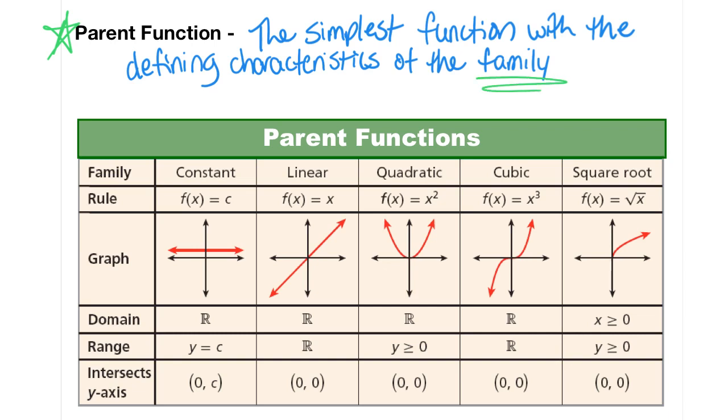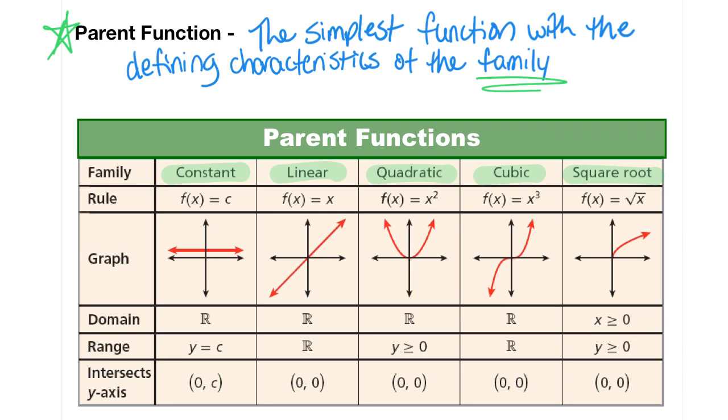When we talk about family, these are the names that we're going to be referring to: constant, linear, quadratic, cubic, and square root. This table, you're going to get really familiar with throughout the semester, throughout the year. It's giving you the general shape of each function. You may remember linear functions a lot in Algebra 1 and maybe some quadratic, but cubic and square root are going to be a little bit new for you.